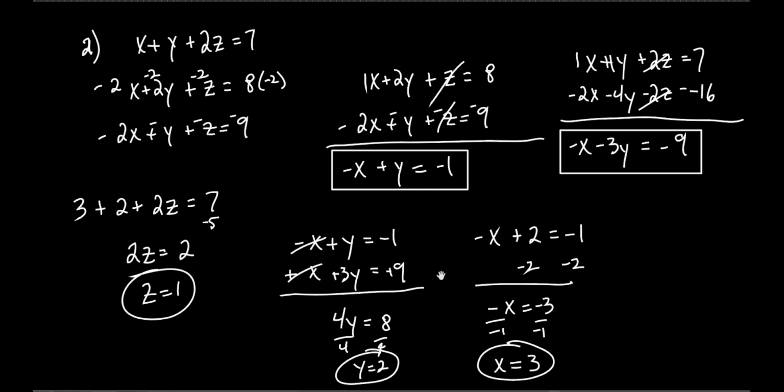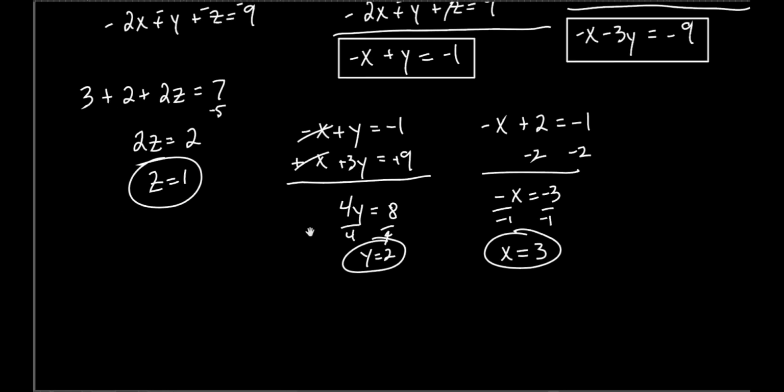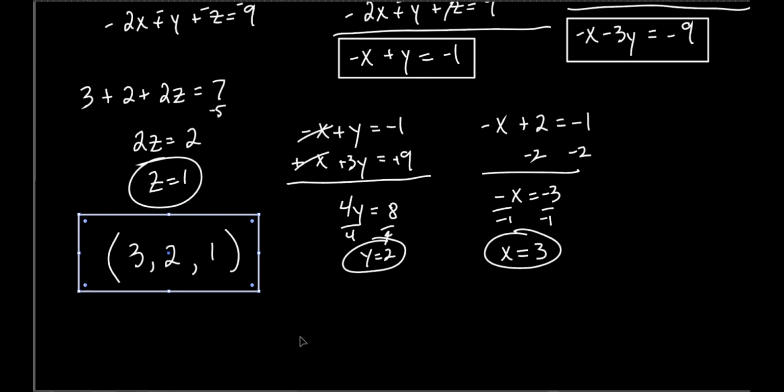Now, we don't leave it like that. I mean, you can. I wouldn't mark it wrong if you did leave it like that. But how are you supposed to write your answer? As an ordered triple. Which one goes first? X, which is 3. Then the y is 2. And then z is 1. That right there is how you should write your answer.